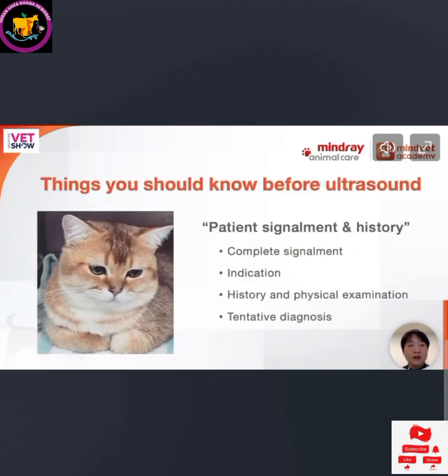The thing you should know before ultrasound is the patient signalement and history. Patient signalement and history are essential factors to consider before performing an ultrasound. Patient signalement includes age, breed, sex, and weight, which provide important context for the examination. Certain age groups or breeds may be predisposed to some specific conditions. For example, young patients may be more susceptible to congenital disease, while older patients may be at risk for age-related conditions or neoplasia.